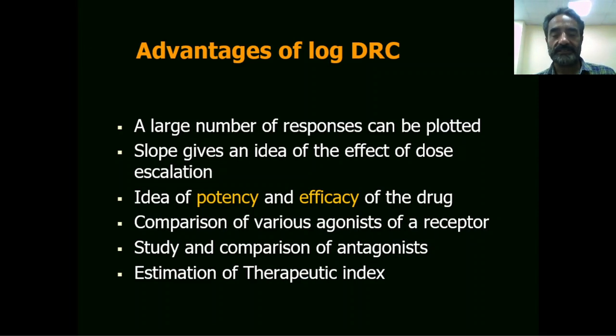Third is the definition of potency and efficacy. It is defined based on the dose response curve. Then we can compare various agonists of a receptor with the help of the dose response curve. We can study and compare antagonists as well for a given receptor. And we can have an estimation of therapeutic index. So all these things we'll be discussing.